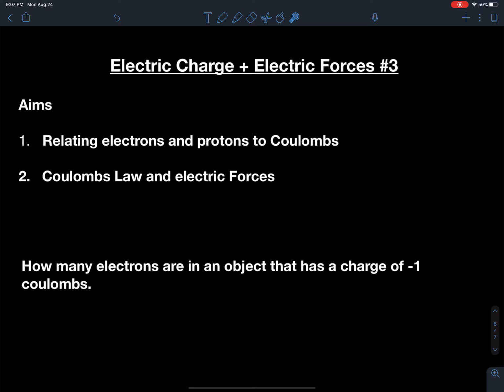So the unit coulombs is how we measure charge, but it doesn't come from electrons and protons, even though electrons and protons make charge. We learned about charge before we even knew electrons and protons existed. That's why it's kind of a strange unit. Okay, so the first problem that we're going to do is to discover how many electrons are in an object that has a charge of -1 coulomb.